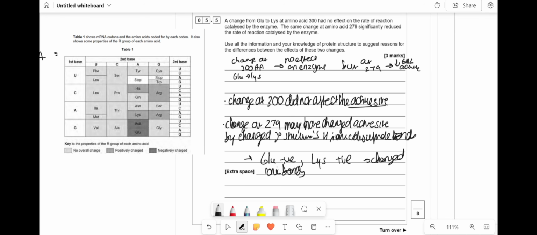So I didn't have to talk about silent mutations, frameshift mutations, or any of that. It is all in the question. Don't answer the question because you think, oh, I think it's on this topic, so I'm going to say this. Literally, go step by step.